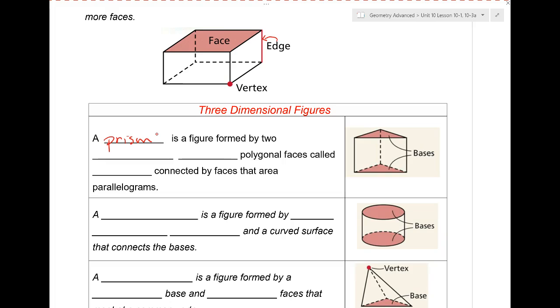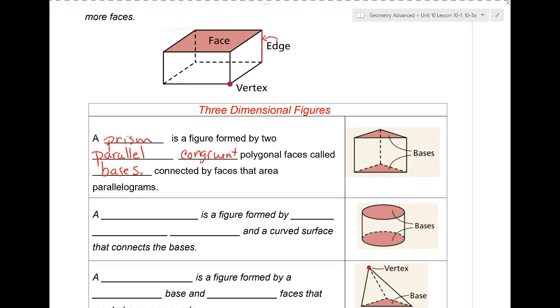What is a prism? Well, first of all, it is a figure. You can even say a 3-dimensional figure if you want. Formed by two parallel and congruent polygonal faces. Those congruent polygons are actually called bases. So we're going to talk about a base. Now, here's the thing. A base does not have to be on the top and the bottom. A base can be about anywhere, but the bases have to be congruent and parallel to each other.